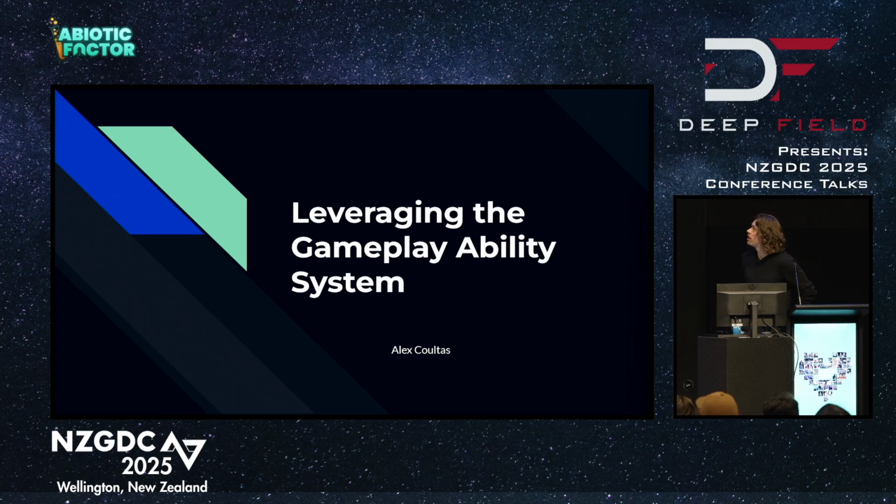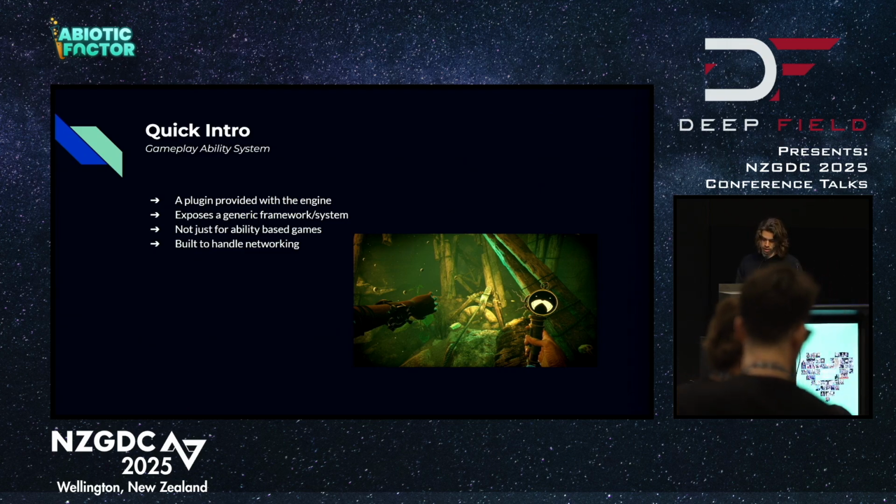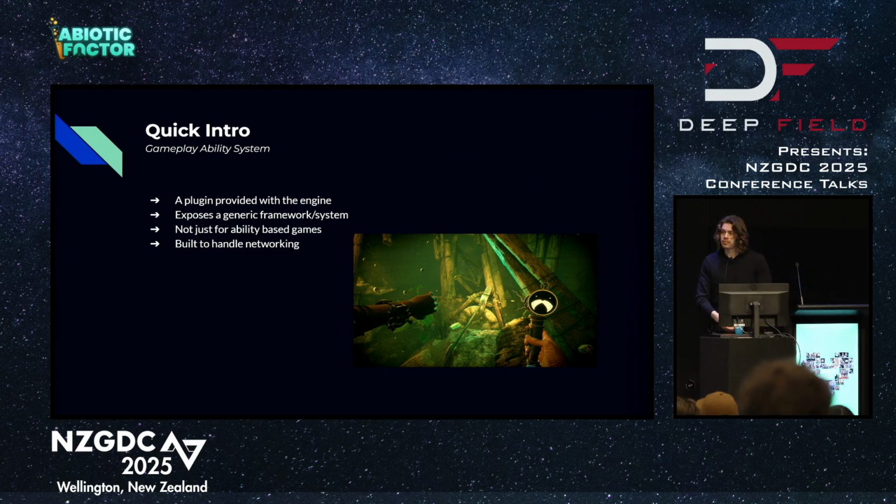So welcome to my talk, leveraging the gameplay ability system. A quick intro into what the gameplay ability system is. It's a plugin within the Unreal Engine framework. It's not just for abilities, you can use it for a lot of different things, and it's also built to handle networking.